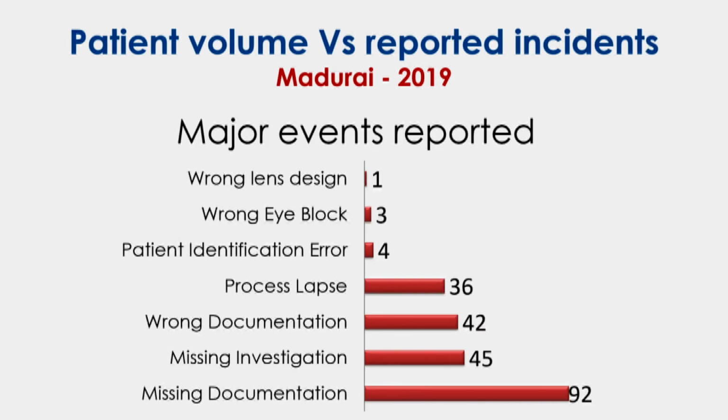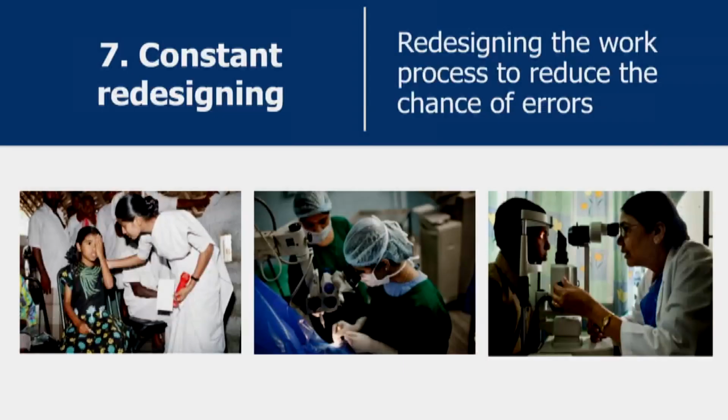So here you can see that there was one patient who had a wrong IOL implanted design. There are 3 patients who had a wrong eye blocked. And there was an error of patient identification process. The rest of the things are all near misses. These were all, if we had not picked it up, many of these could have resulted in a wrong eye surgery or a wrong block or a wrong intraocular lens implantation.